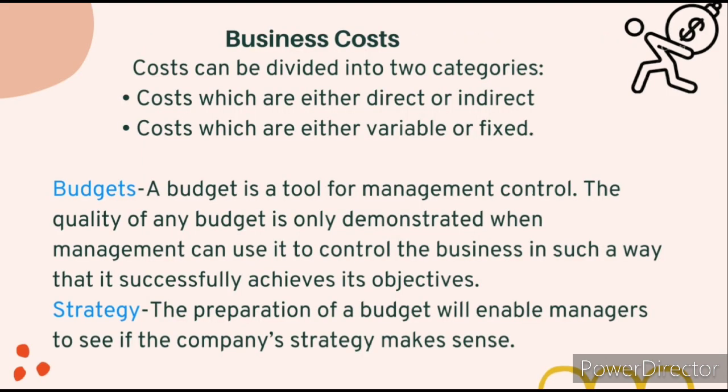Next is the business cost. Cost can be divided into two categories: costs which are either direct or indirect, and costs which are either variable or fixed.